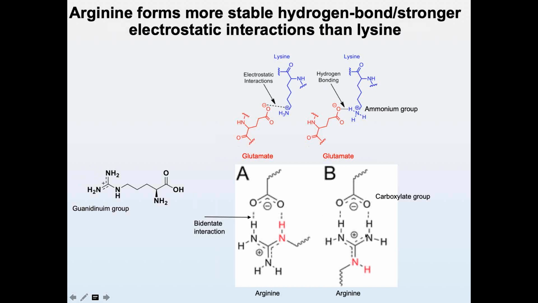So in terms of ionic interaction with arginine, you usually get what? A bidentate interaction. With lysine, you only get one interaction. So basically, the ionic interaction with arginine is stronger than with lysine.